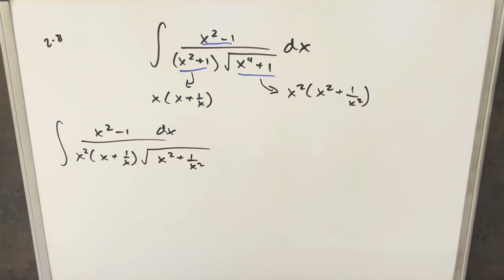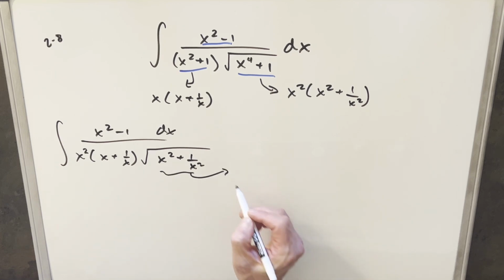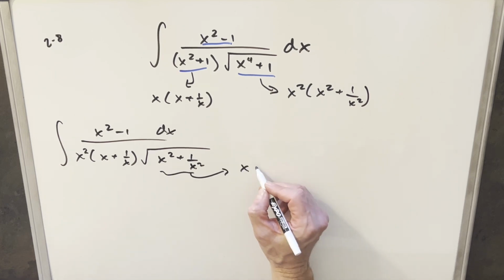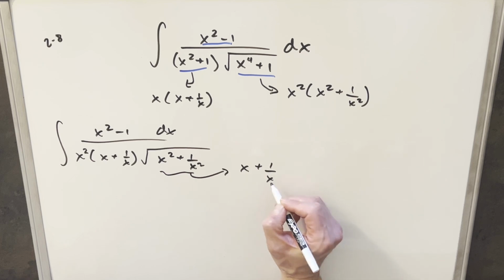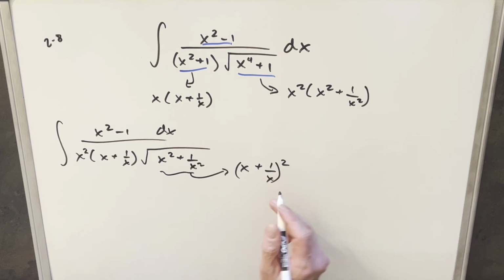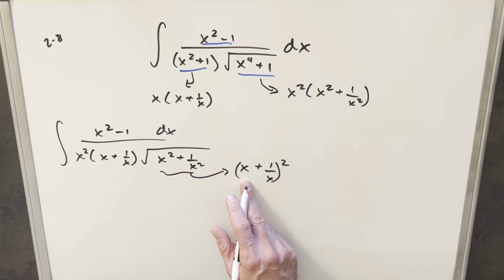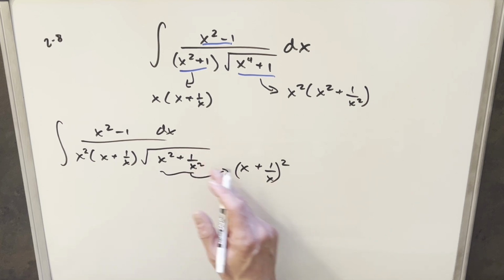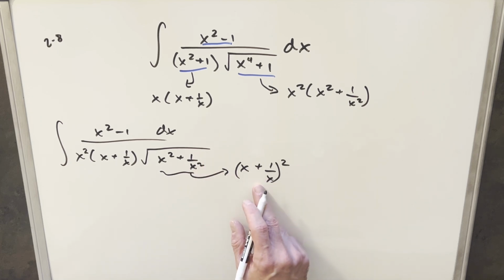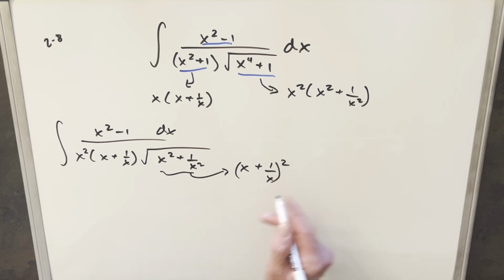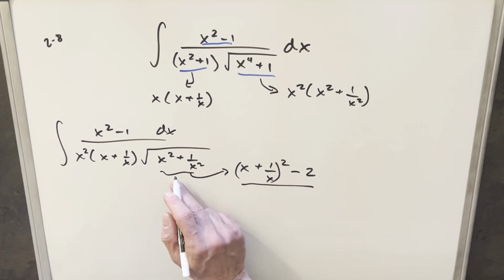But now what I'm trying to do is set up a u substitution. So let's take this and factor it again. We can write this as (x plus 1 over x) squared. If you square that out, you get x squared plus 1 over x squared, which is this, but with the middle term we'll have a plus 2. Well, we don't want to change it, so what I can do is subtract off 2. And now this here is the same as this here.